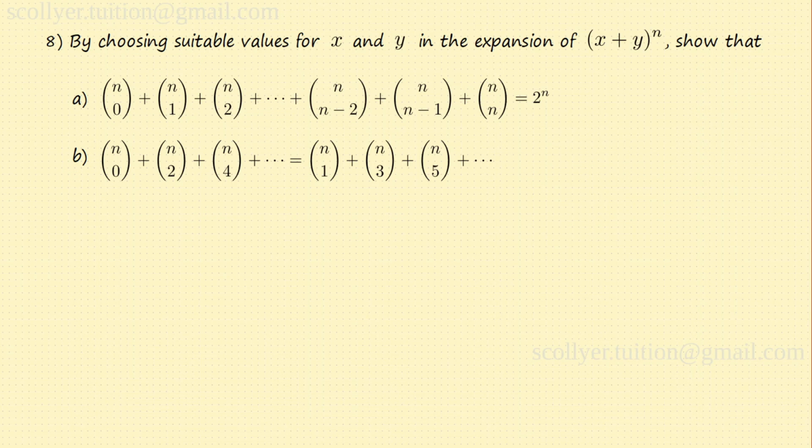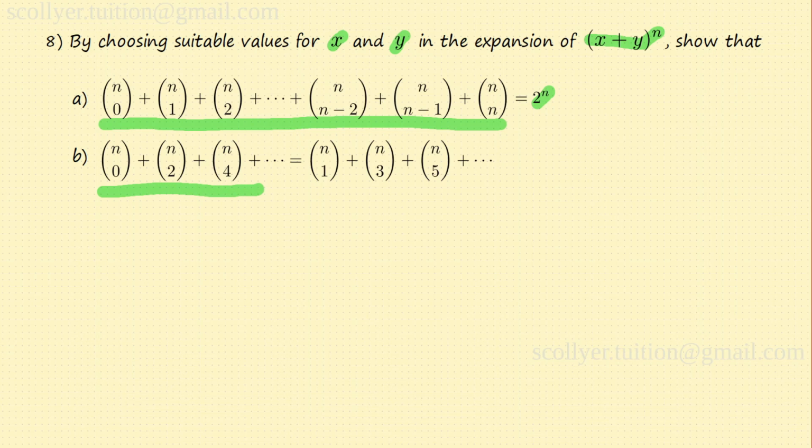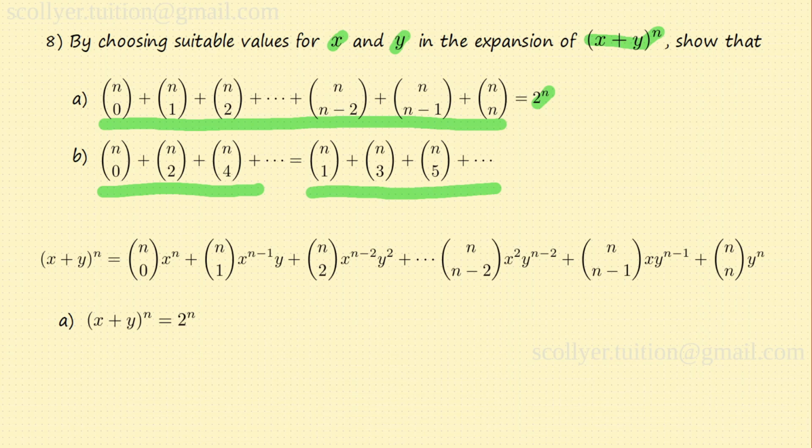Problem 8. By choosing suitable values for x and y in the expansion of x plus y to the power n, show that a. the sum of the binomial coefficients equals 2 to the power n, b. that the sum of the even binomial coefficients equals the sum of the odd binomial coefficients. The expansion of x plus y to the n is given by this expression. And for part A, we can see that if we can make x plus y to the n equal to 2 to the n by choosing suitable values for x and y, we will have solved the problem.